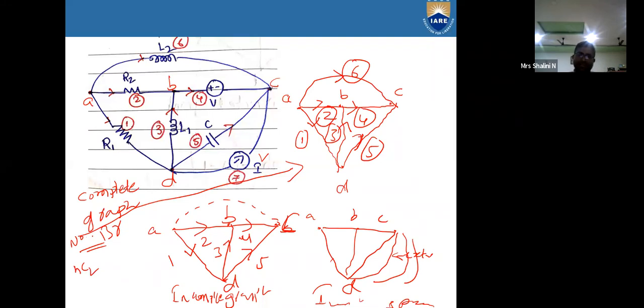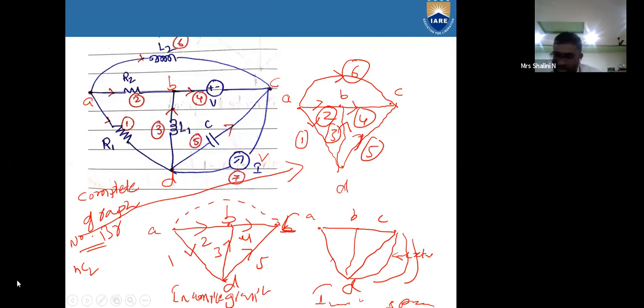In your examinations, any ESE, any GATE examinations, they give the graph, they give the complete graph. Otherwise, they give the electrical circuit. They ask what the number of branches will be. So that is nothing but NC2.